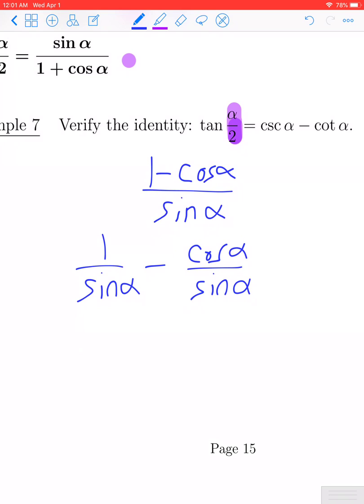And now from some of our more basic identities, 1 divided by sine alpha, that's the reciprocal identity for the cosecant of alpha. And cosine alpha divided by sine alpha, that is the quotient identity for the cotangent of alpha. And that's exactly what we were hoping to verify.